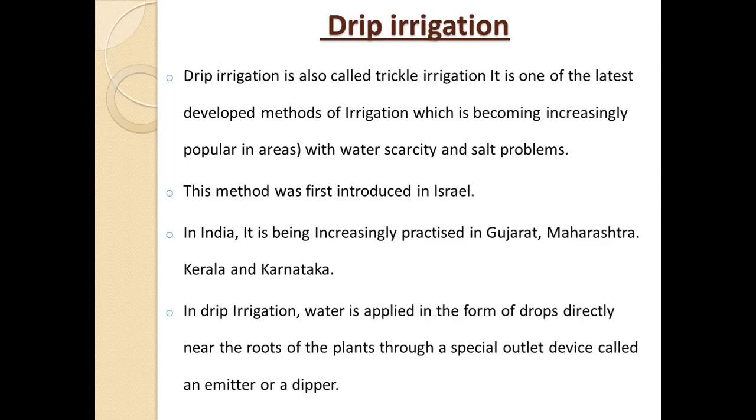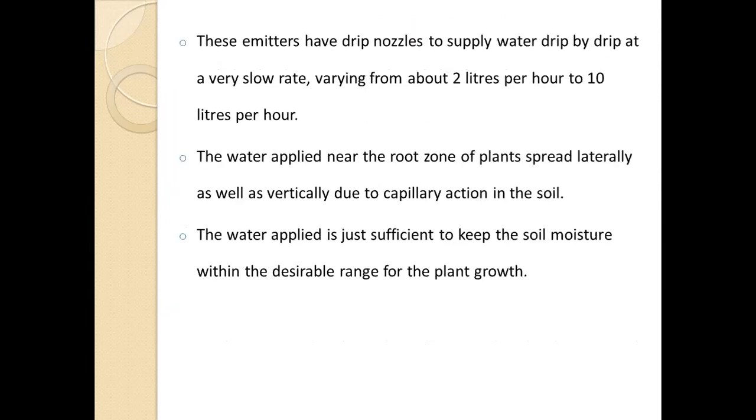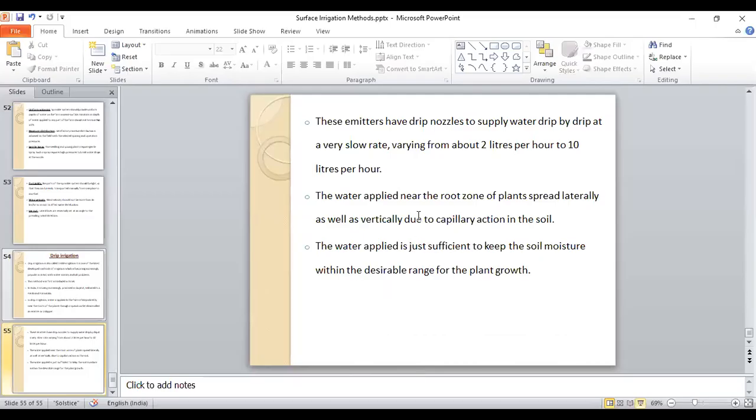In drip irrigation, water is applied in the form of drops directly near the root of the plant through a special outlet device called an emitter or a dripper. This emitter has drip nozzles to supply water drip by drip at a very slow rate, varying from about 2 liters per hour to 10 liters per hour. The water applied near the root zone of the plant spreads laterally as well as vertically due to capillary action in the soil. So the water applied is just sufficient to keep the moisture within the desirable range for plant growth. So this is drip irrigation.